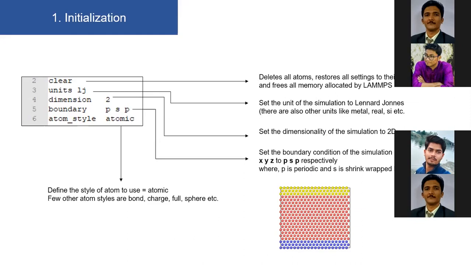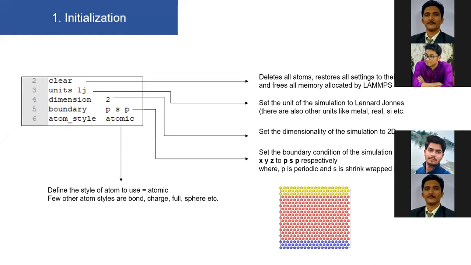Okay. So then comes the unit. So we are clearing all the memories. This is the first part. We are clearing all the memories allocated in LAMMPS. And then comes the second part, the third line. You can see units. So in this simulation, I'm using the Lennard-Jones unit, which is the default unit in LAMMPS.